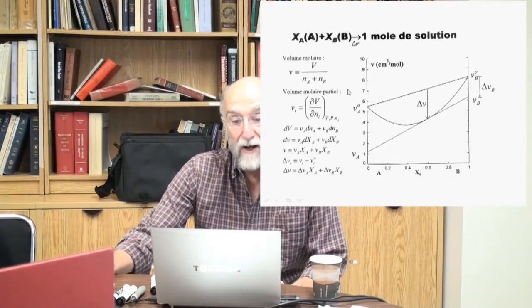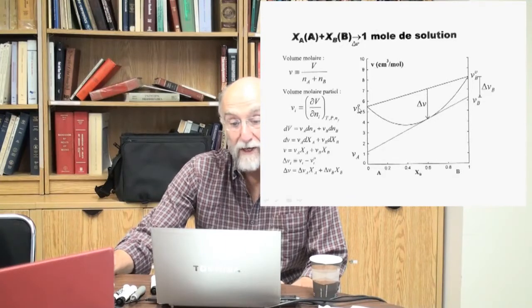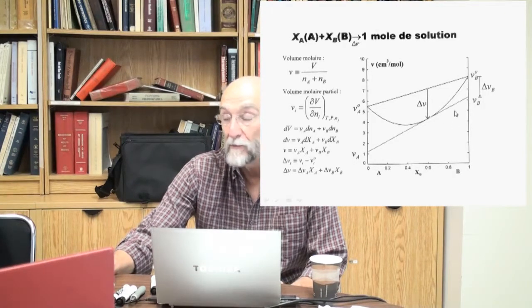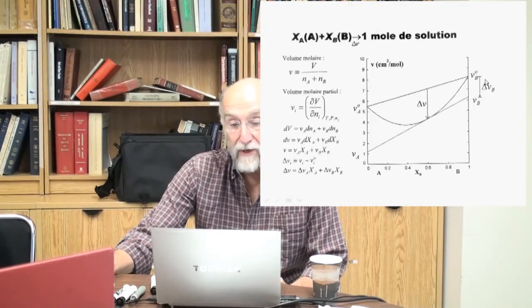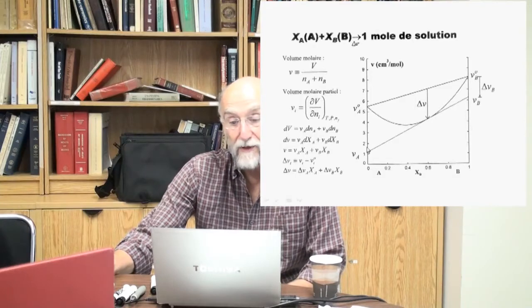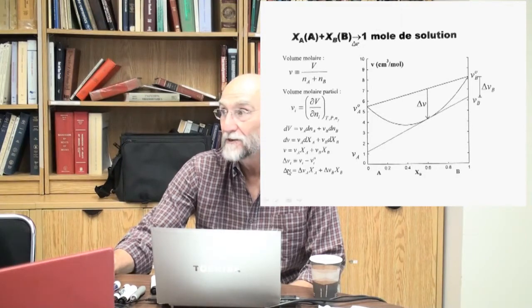I could then plot H, the molar enthalpy in joules per mole. That would go from H0 of A to H0 of B, and this distance would be delta H. This would be the partial enthalpy of A at this point, and this would be the partial enthalpy of B at the point. Exactly the same thing. This is delta H of B. This distance is delta H of A. Just replace V's by H's, and this becomes joules per mole. Integral enthalpy of mixing, partial enthalpy of mixing.